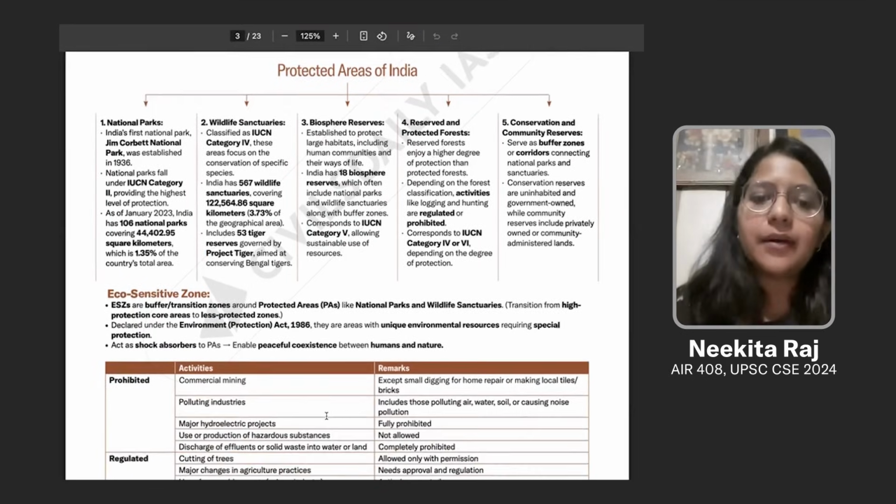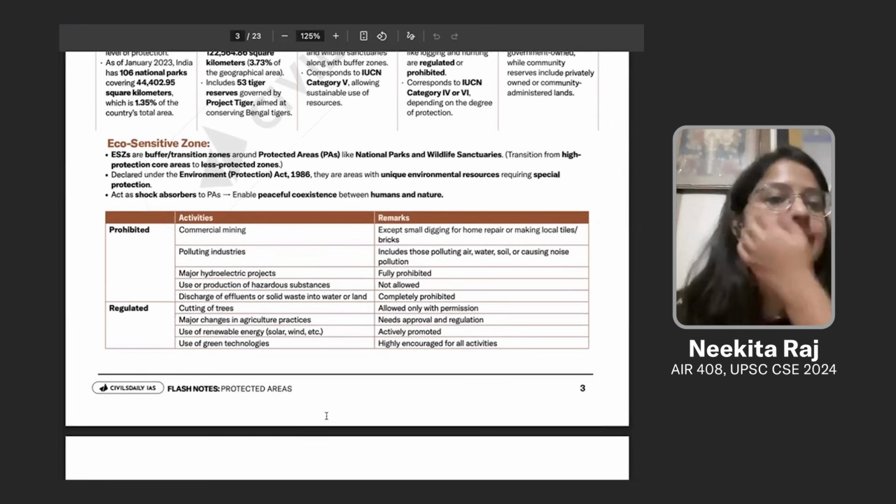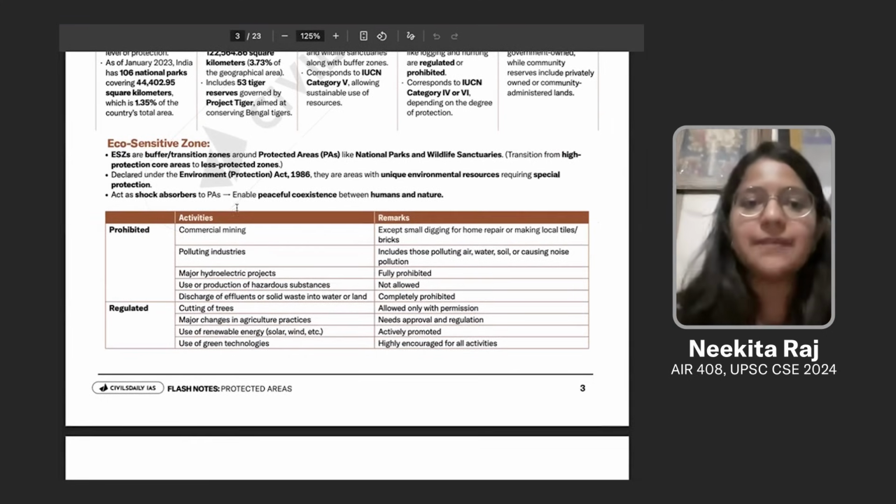Okay. So moving ahead, we can see that पहले हमने eco-sensitive zones की बात की है.